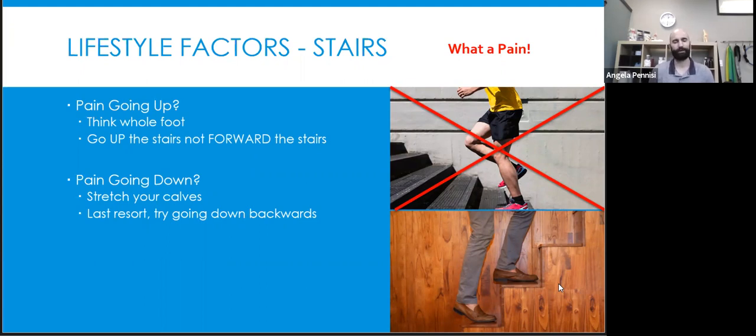I'd say if you are going down backward, make sure there's a handrail just because it's a little awkward to start doing. Again, it just puts a little less stress on the knee and relies on slightly different muscle groups to go down the stairs rather than going forward. So it's something to try.